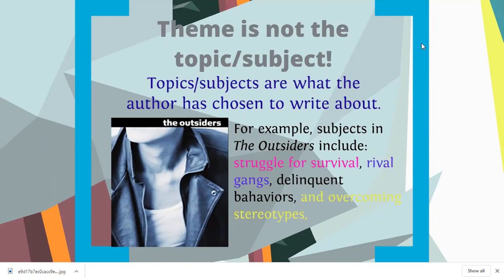Topics and subjects are what the author has chosen to write about. For example, The Outsiders includes a struggle for survival, rival gangs, delinquent behaviors, and overcoming stereotypes. But the overall theme is those big topics, not just the subjects and the little stuff, right? You want the big stuff.